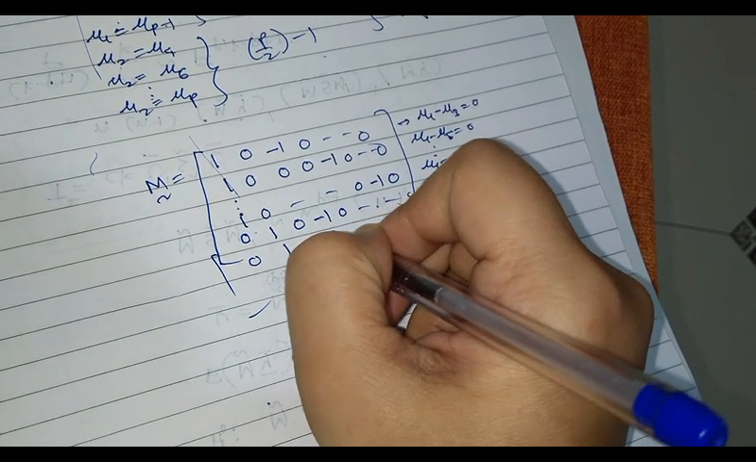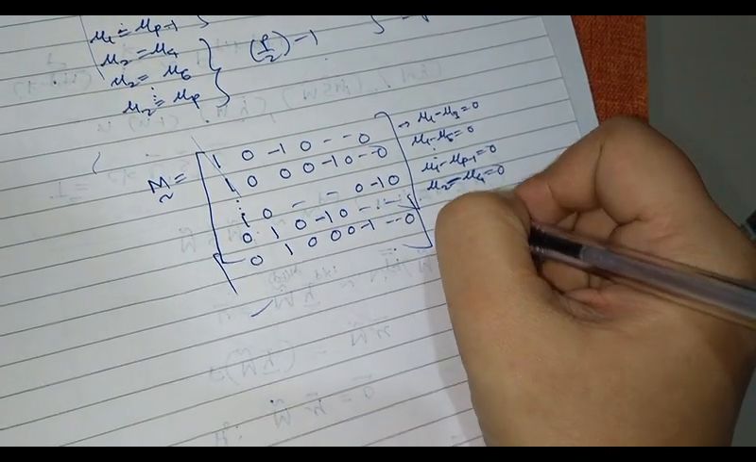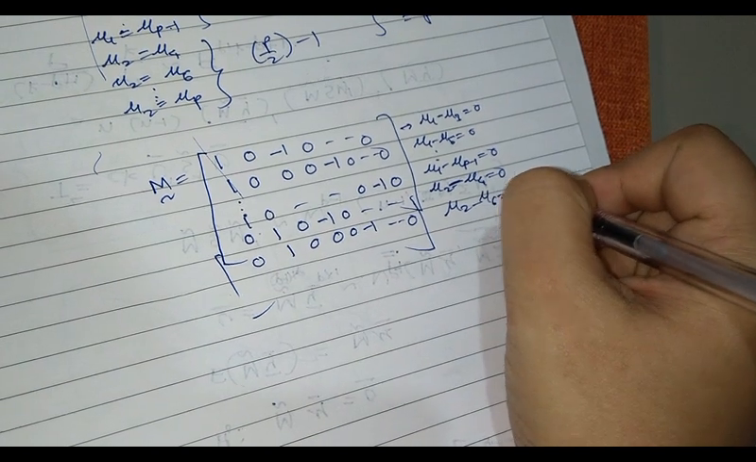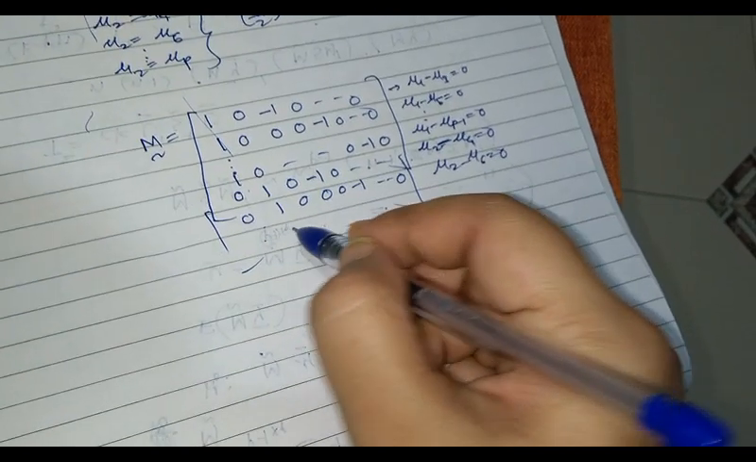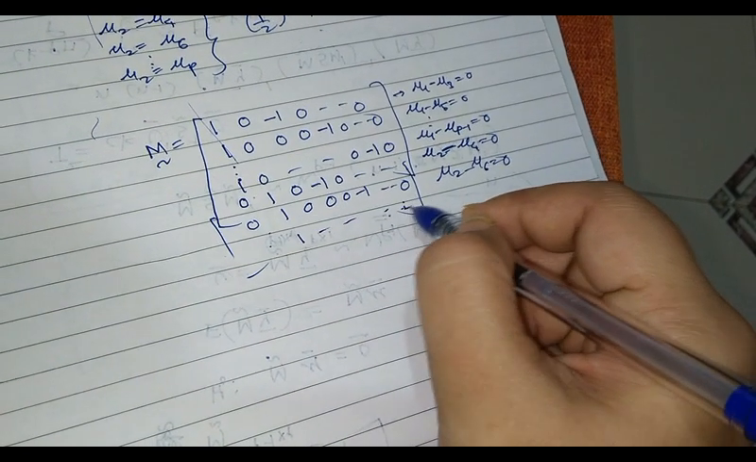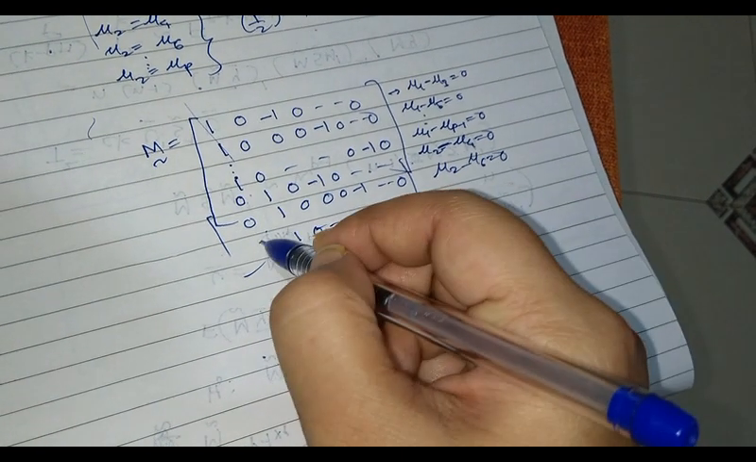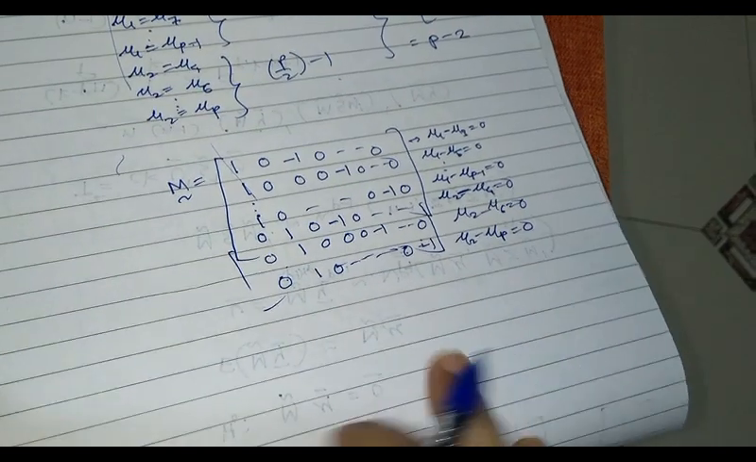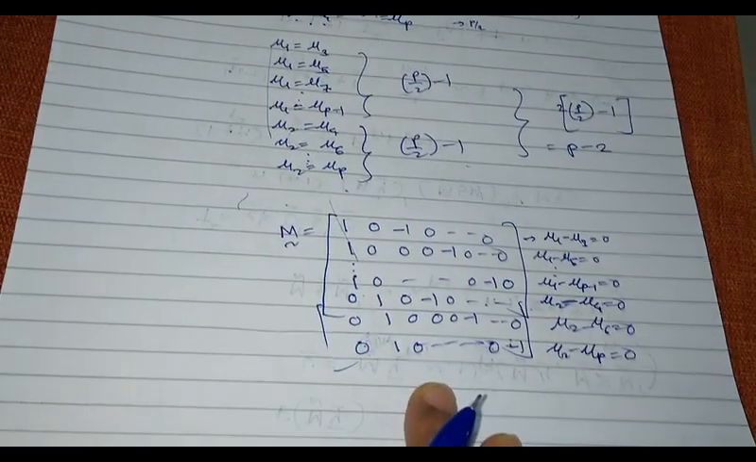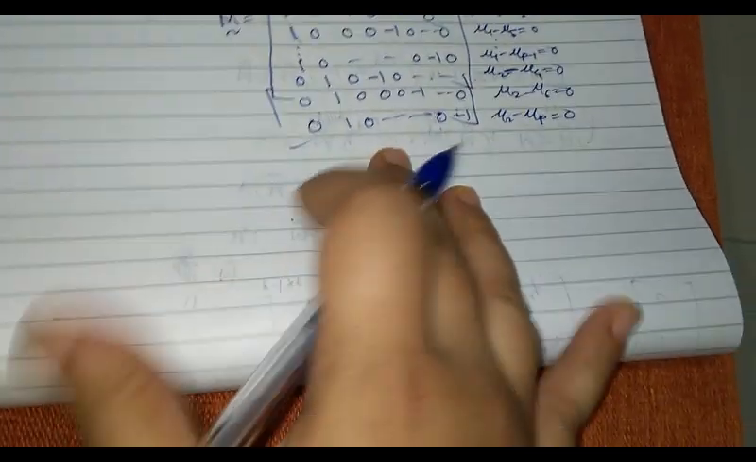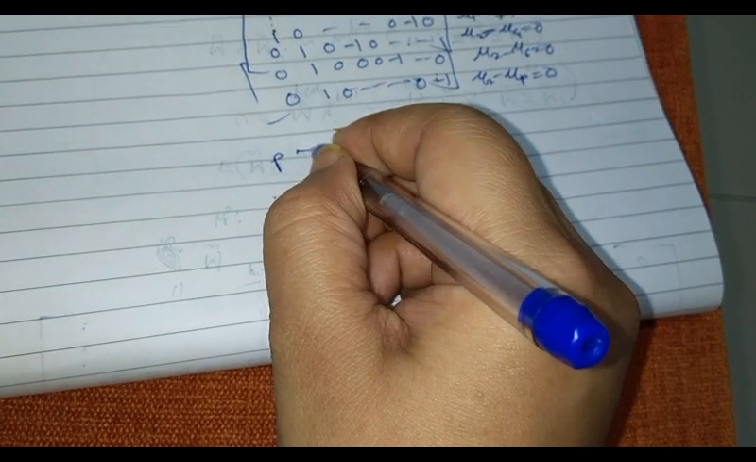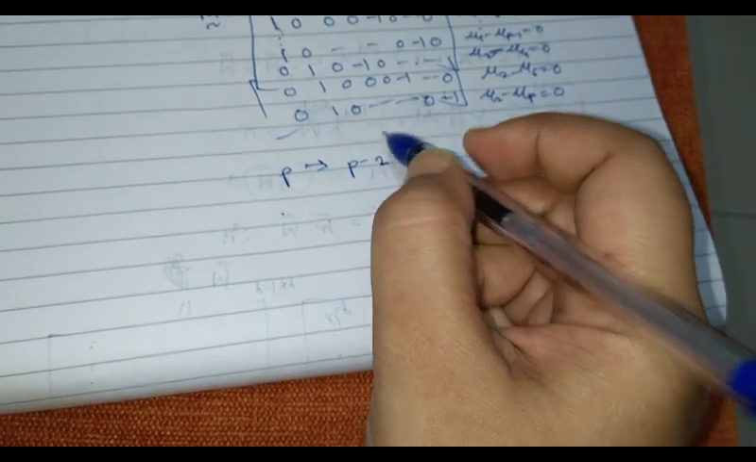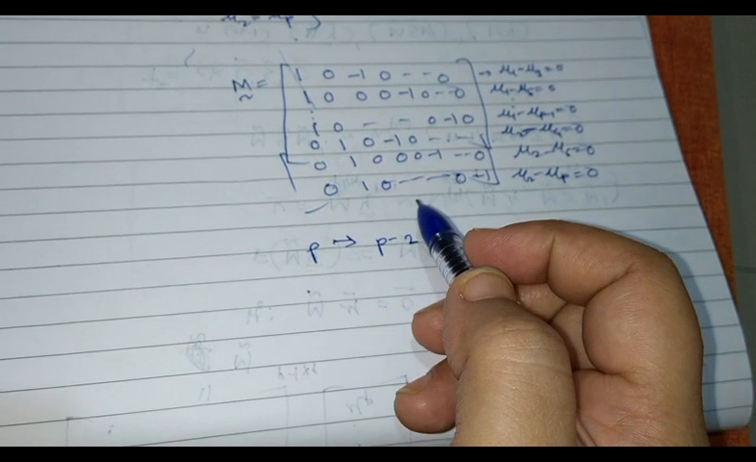So 1 0 0 0 minus 1 0. This is for mu2 minus mu6 equal to 0, and so on. At the end I'll have 1 here and minus 1, with 0 0 in between. This line is for mu2 minus mu P equal to 0. So I have the M matrix. Other things will be exactly the same, but now my P has changed to P minus 2. Other than that, things are the same.